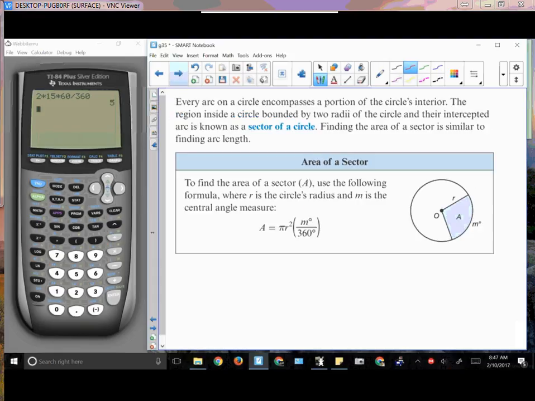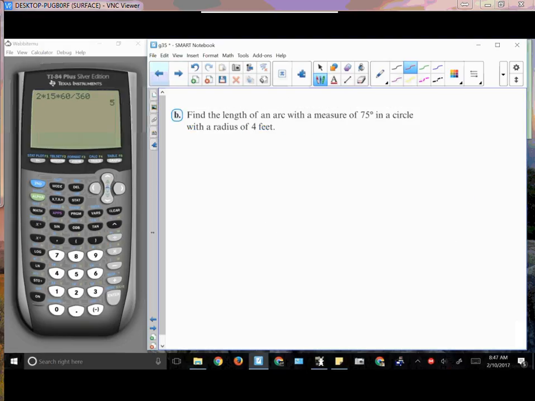So, let's try this one. Find the length of an arc with a measure of 75 degrees in a circle with a radius of 4 feet. Okay. Always draw this stuff out. It will only help you. So I got that. 75 degrees would probably be an angle something like that. Right? Ballpark? So, what's the radius? Radius is 4.